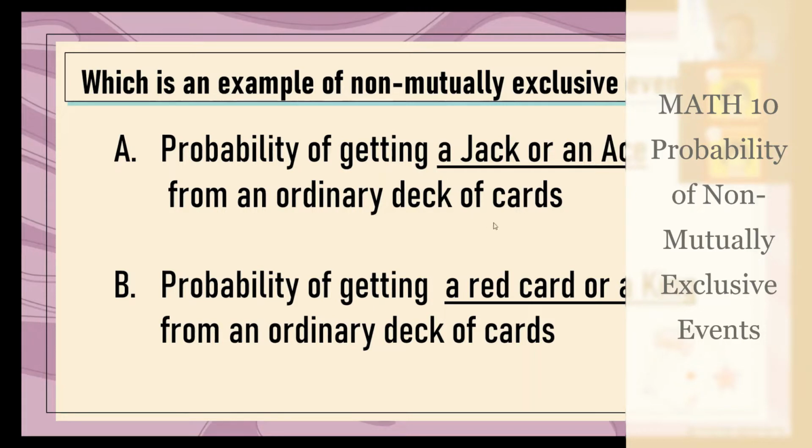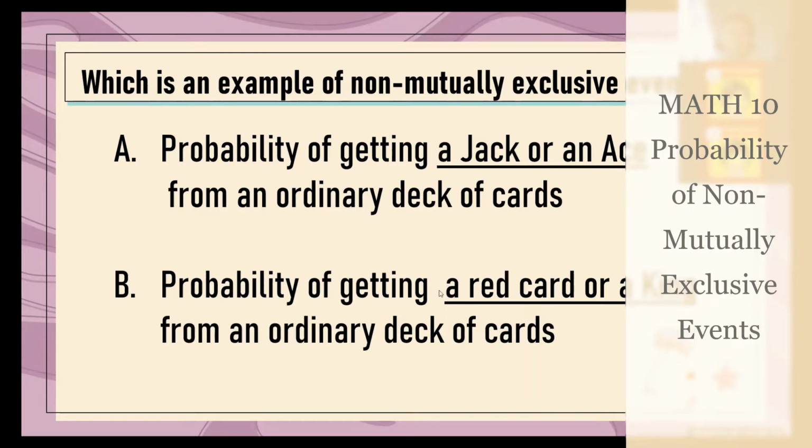Is it non-mutually or mutually exclusive? May jack ba na ace? Pag meron, it's non-mutually exclusive. Meron? Yes or no? May red card ba? Okay, letter B. May red card ba and at the same time king? Mukhang obvious, ayun o, may king. Red na siya. And there are many other red cards which are not king.